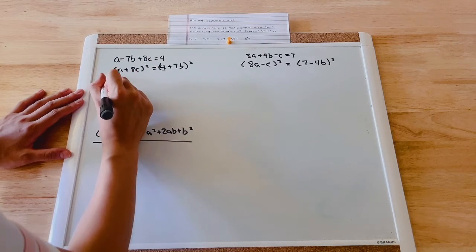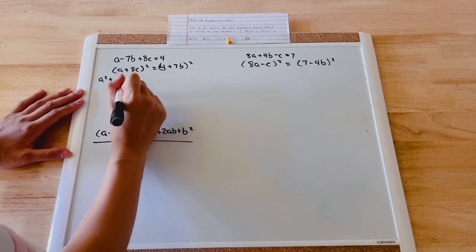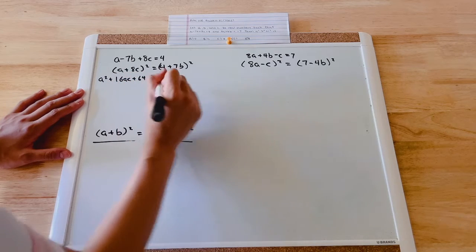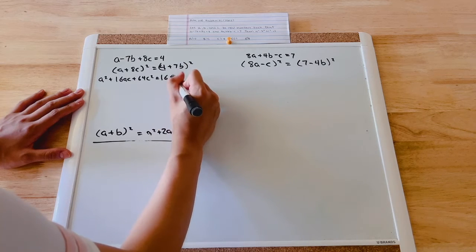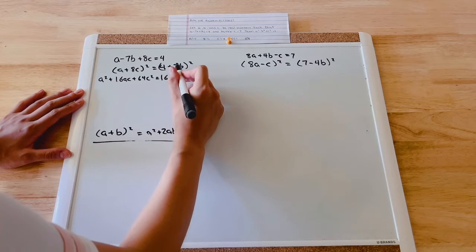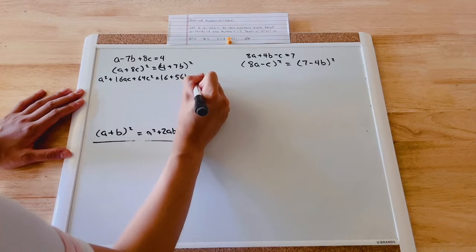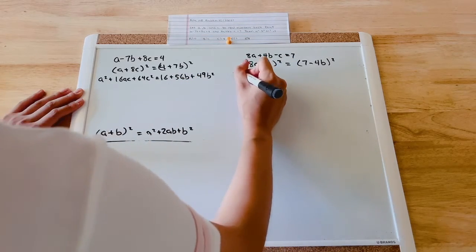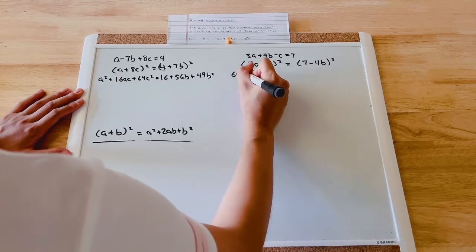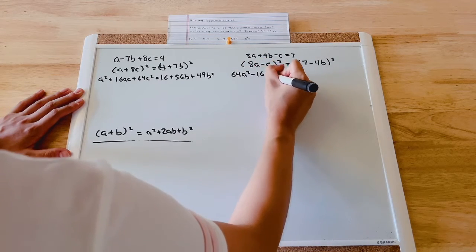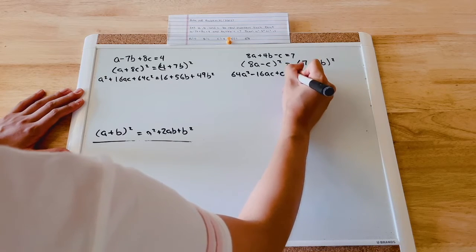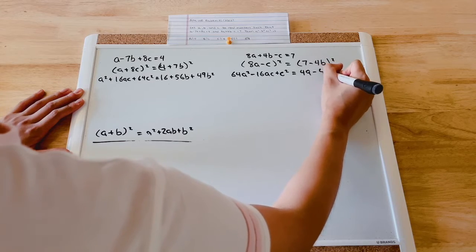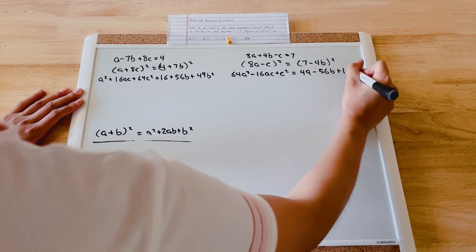Here it would be A squared plus 2 times AB, which is 16AC, plus 64C squared equals 4 times 4 is 16, plus 2 times 4 is 8, 8 times 7 is 56, 56B plus 49B squared. On this side, it would be 8A times 8A is 64A squared minus 16AC plus C squared equals 7 times 7 is 49 minus 56B, and then plus 16B squared.